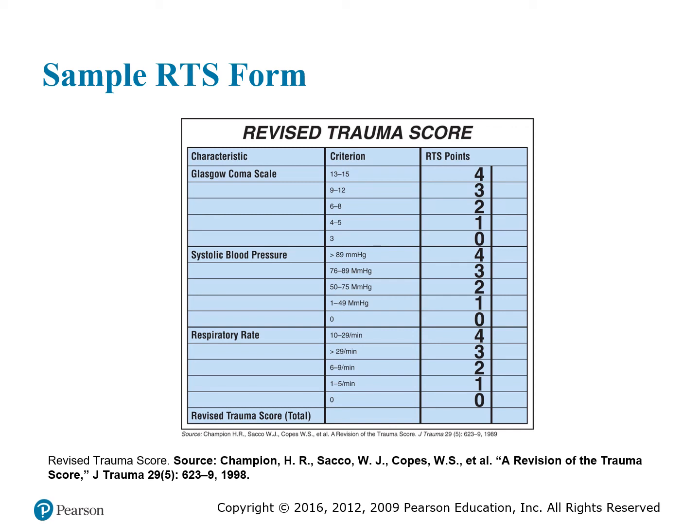Your systolic blood pressure, if you're greater than 89, right? If you're 90 or above, you get a 4. And then they start doling out points for below 90. And then your respiratory rate, if you're between 10 and 29, you get a 4. If you're greater than 29, you get a 3. If you're less than 10, you get either a 2 or a 1. You get a 0 if they're not breathing at all.